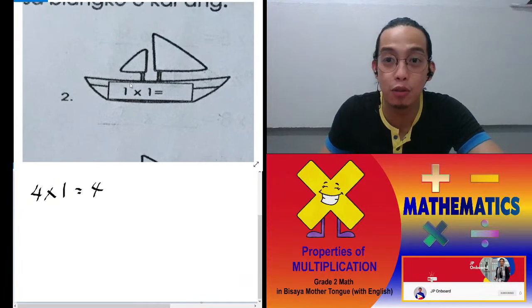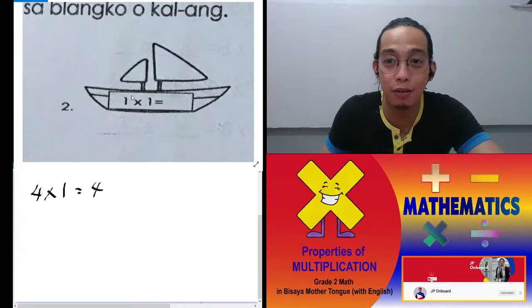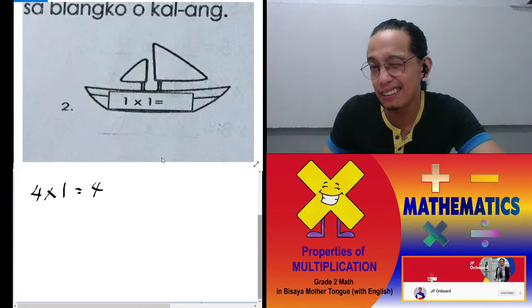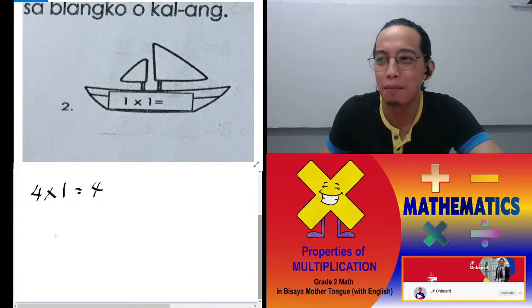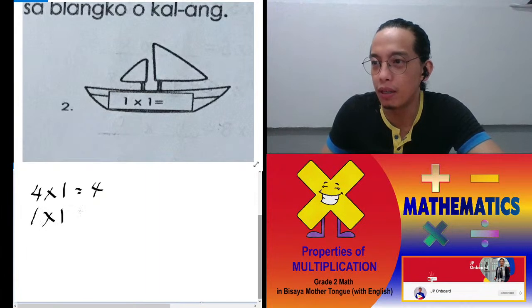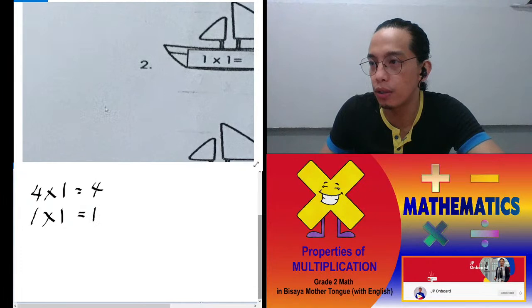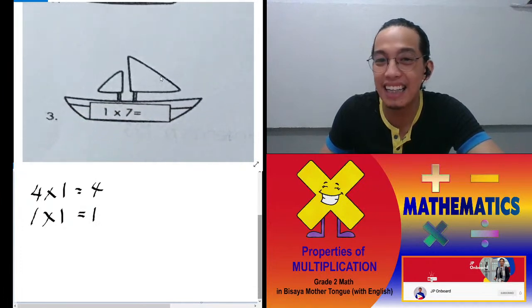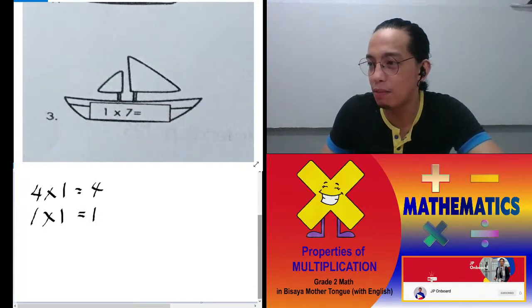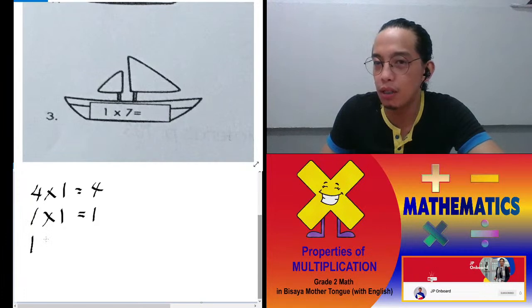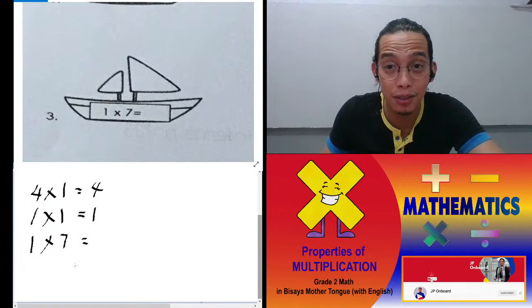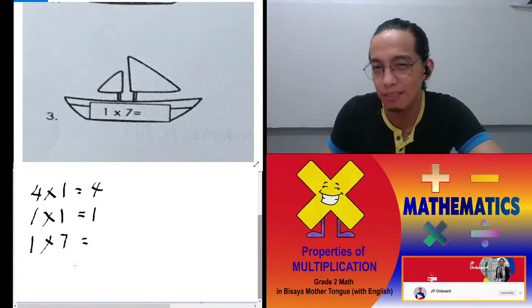Number 2, 1 times 1. 1 multiplied by 1 is the number. It's 1. 1 times 1 is 1. Okay, let's move forward. 1 times 7. Any number multiplied by 1 is the number. So the answer is, what's that?